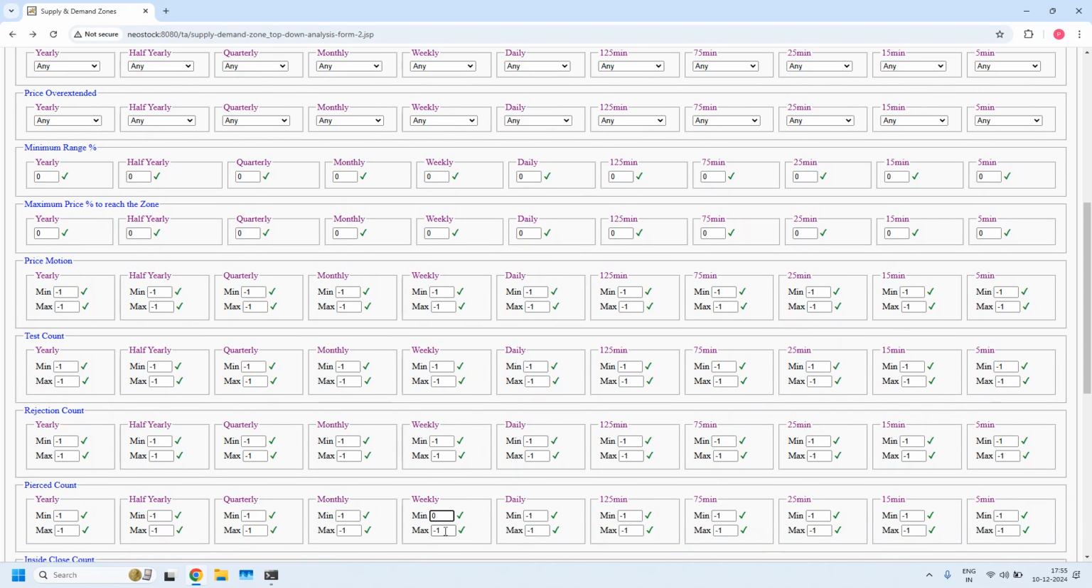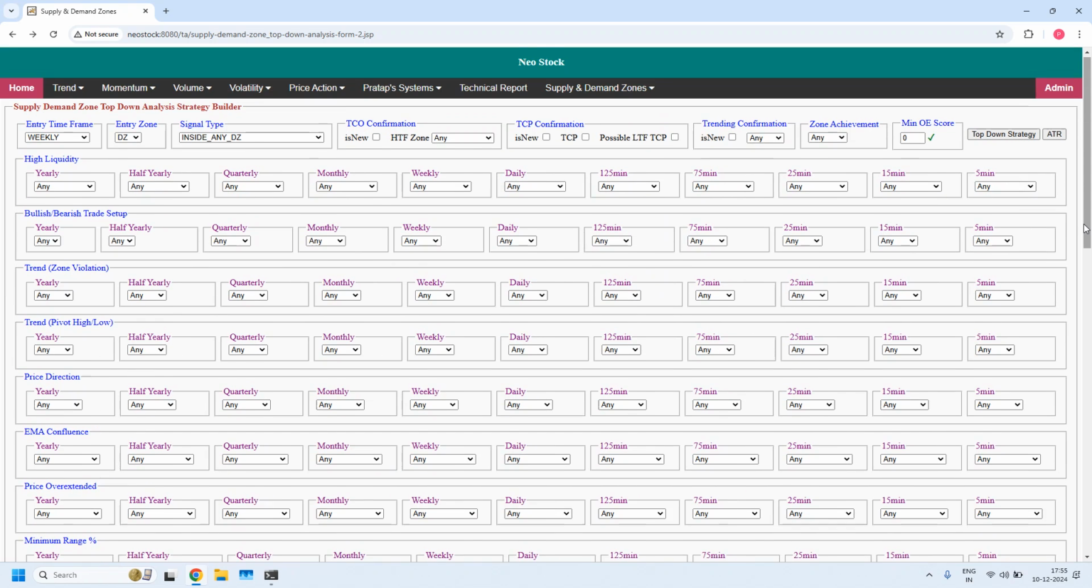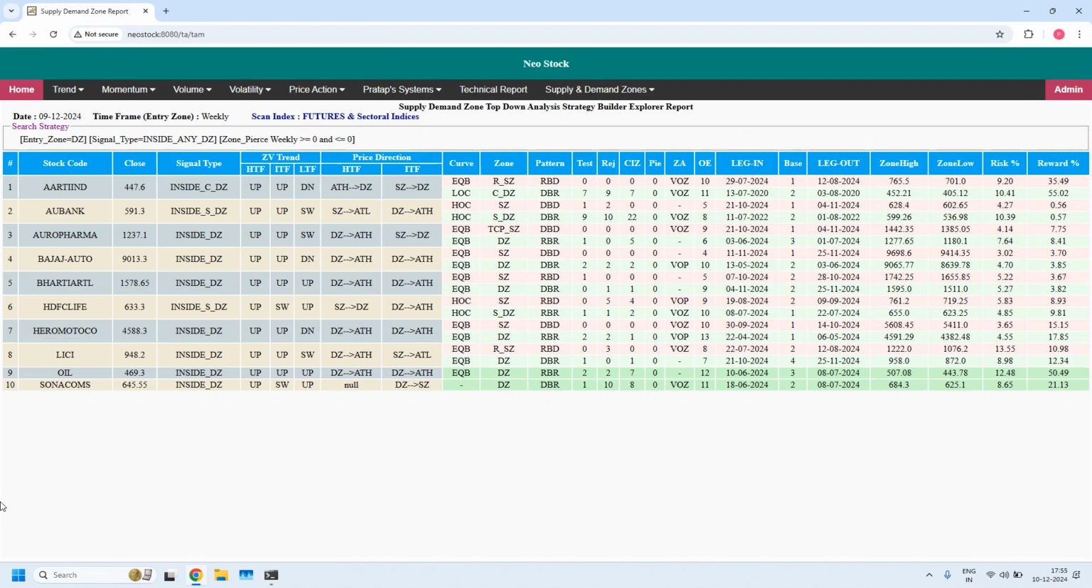minimum value 0, maximum value 0. That means pierced count is 0. That means zone is not pierced. Let's filter. We got 10 stocks. In these 10 stocks, price closed in the weekly demand zones.